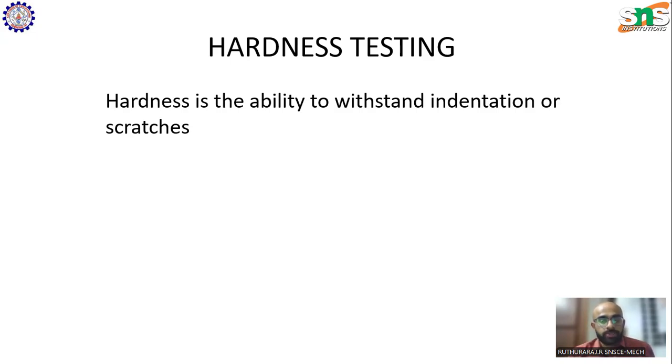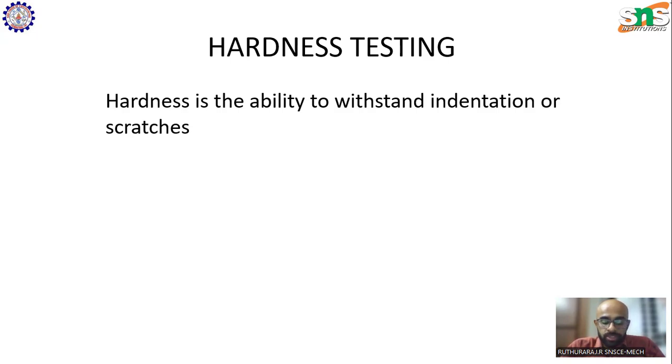Hardness, as you can see in the definition, is the ability of the material to withstand indentation or scratches. Mostly what we do is we confuse hardness with strength. Strength is a different property than hardness. Strength may be tensile strength, compressive strength, bending strength, shear strength. If the material has tensile strength, then it will be able to withstand more pulling. Generally, ductile materials tend to have tensile as well as compressive strength. So that is strength. It is different than hardness.